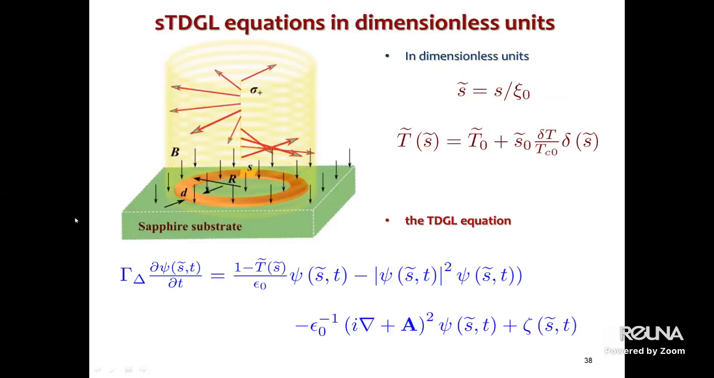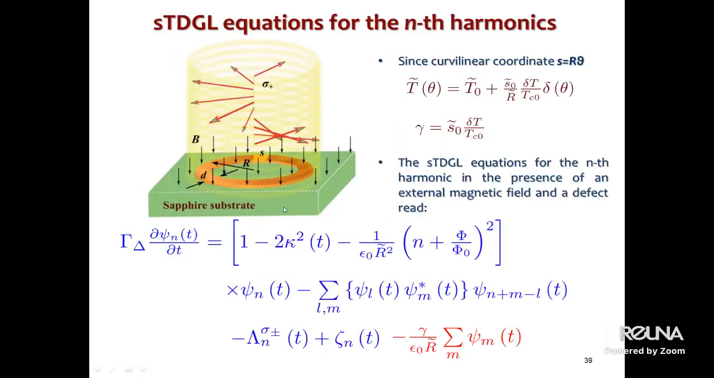And then, following the same procedure, we obtain a system of coupled differential equations for n Fourier modes of the order parameter. As usual, the stochastic time-dependent Ginzburg-Landau equation for the nth mode, including the effect of external magnetic field, is written here. The term accounting for the defect is highlighted in red. In this framework, gamma larger than 0 corresponds to a local increase of the temperature, which is equivalent to a local decrease of superconducting transition temperature, and gamma smaller than 0 corresponds to the opposite situation.